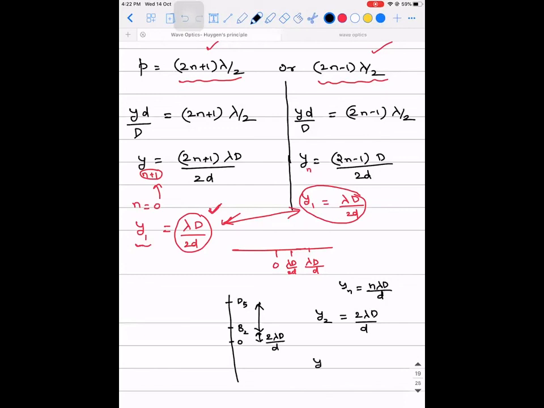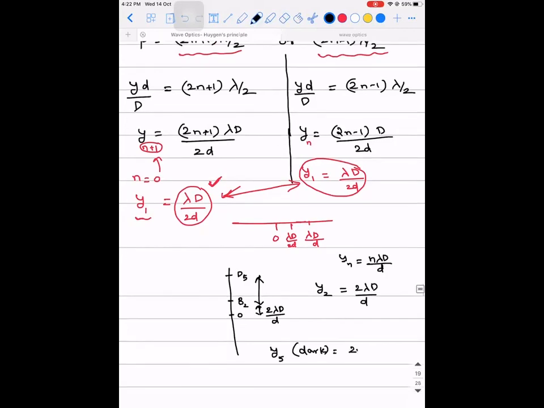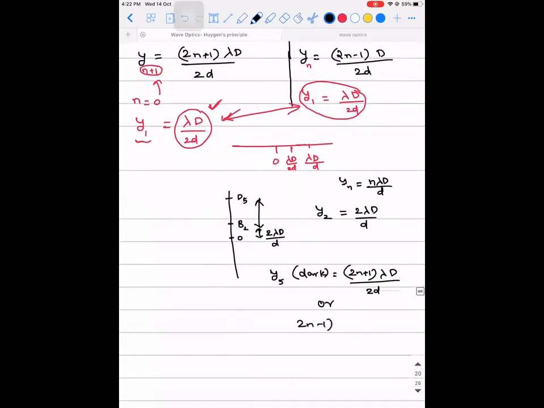So if I ask you, what is the fifth dark spot? That's what the question is, right? So fifth dark spot means Y5 of dark. If I use 2n plus 1, I can either use (2n+1) lambda D by 2d, or I can use (2n−1) lambda D by 2d. So what is the common mistake we'll make? Since they told fifth dark spot, if you take 5 and substitute it in the plus 1 formula, what will you get? Right, we get the sixth. Actually, you are getting the sixth dark spot. Whereas if you substitute it in the minus 1 formula, you will get 9 lambda D by 2d. So this is the right answer. But did you understand? You do this mistake, your problem is completely wrong. Though you know the concept, you lose. Okay, this is a very, very, very important point.